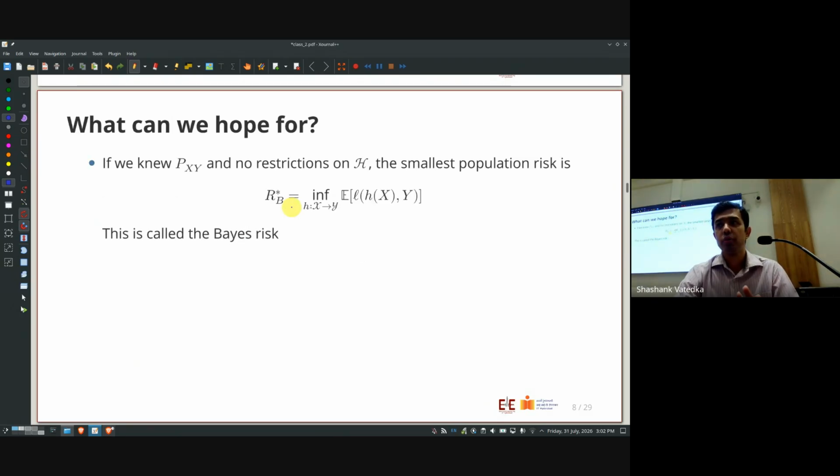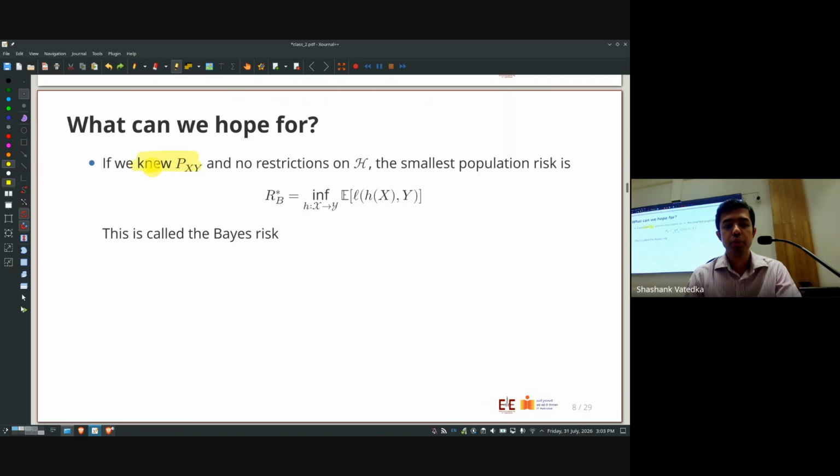So then what can we hope for? Because HS is itself random, and we need to account for the randomness in the training set itself. So let's maybe take a step back now and say what is the best that we can achieve. Given the best possible learning algorithm, are there fundamental limits that no learning algorithm can beat? So firstly, if we knew Pxy and there were no restrictions on h, you can choose any function you want. And fundamentally, this is a very crucial assumption.